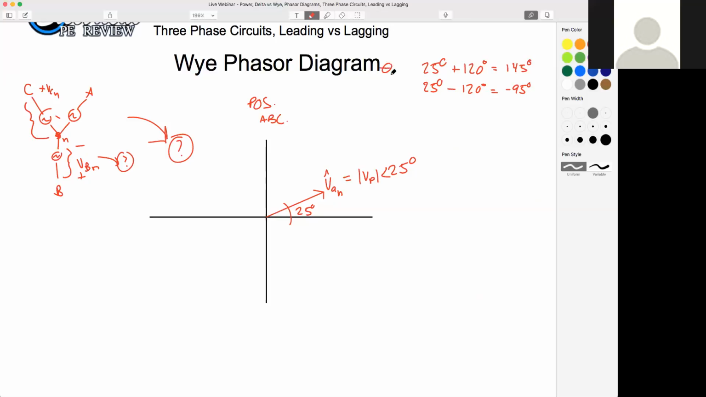I'm going to say this was my theta VCN, and this was theta VBN. So if we drew these, let's see, minus 95, that puts us right about there. Everyone agree that's about negative 95? So I'm just going to say that's minus 95 degrees. So if this is my VBN, who can tell me, trick question, what's the magnitude of my B phase voltage? What's my magnitude?